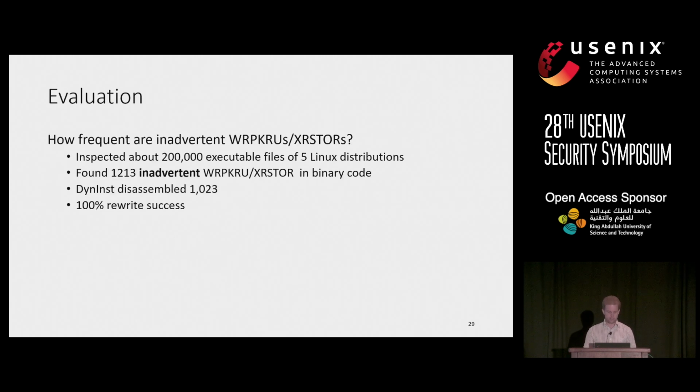In addition, we implemented the binary rewriting in a static binary rewriting tool, which is based on Nginx. We evaluated ERIM by asking two main questions. The first one is, how frequently do inadvertent WRPKRUs and XRSTORs occur in today's binaries? To that end, we inspected 200,000 binaries of 5 Linux distributions. We found about 1,200 WRPKRU and XRSTOR instances in the binary code. We then used Nginx to disassemble about 1,000 of them, which is a prerequisite to actually rewrite them afterwards. And then using our rewrite rules, we were successfully able to rewrite all of the instances we were able to disassemble. In the paper, additionally, we describe a dynamic rewriting approach for pages that could not statically be rewritten.